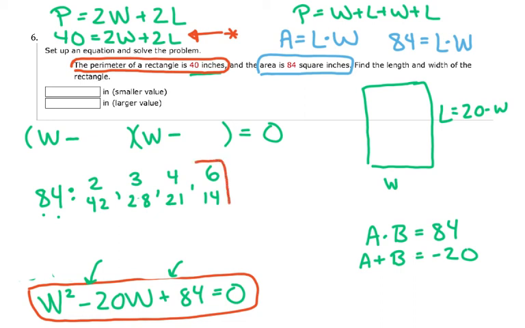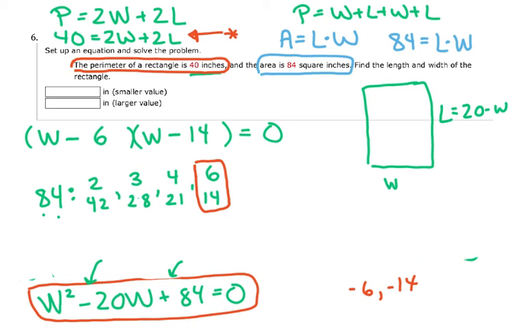And then my eyes light up. I say, I can use those two numbers, negative 6, negative 14, to get what I want. So I have W minus 6 and W minus 14. Okay, so what does that tell me? That means W equals 6 or W equals 14.